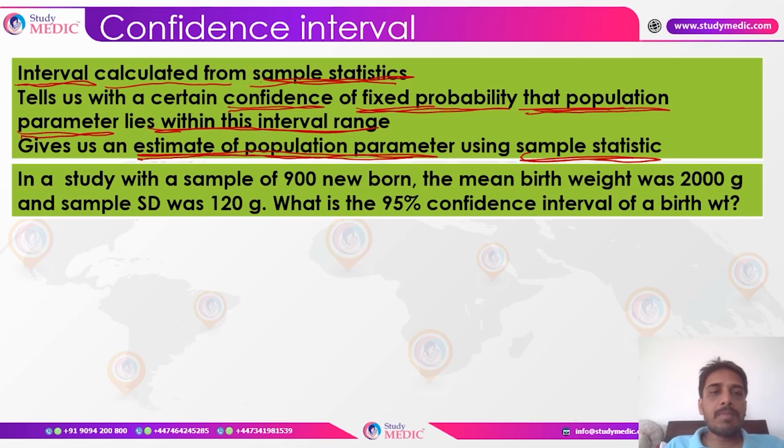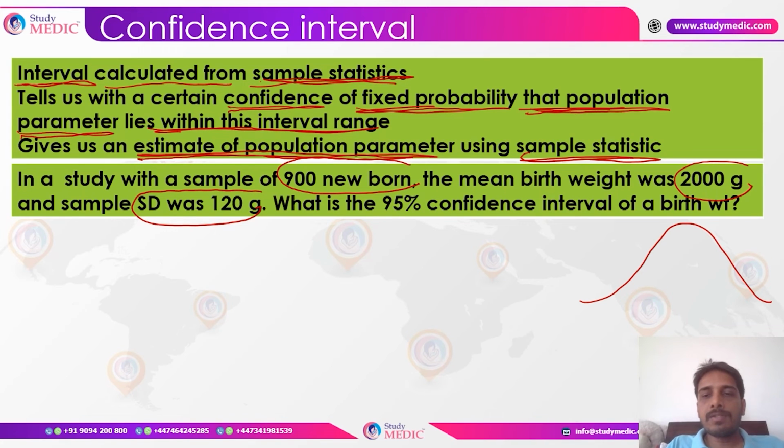Now, for example, in a study with a sample of 900 newborns, N is 900, mean birth weight is 2000 grams, and a sample SD of 120 gram was there. Now, this is the population, from which the sample is drawn. We now know the data of the sample. We know the mean of the sample, SD of the sample, but we would like to know what is the mean of the population from which this sample was drawn. So for that we are calculating a certain interval, right? That is the confidence interval.